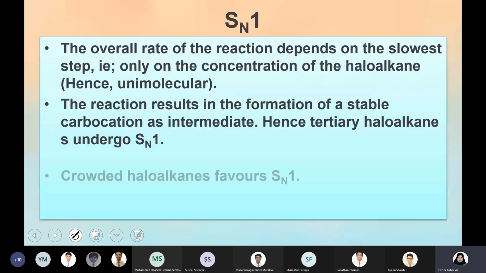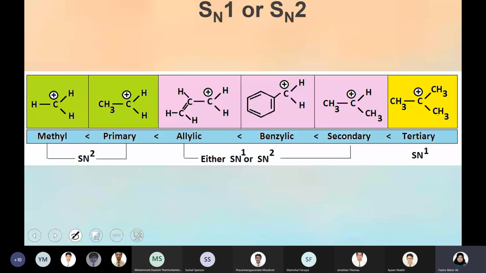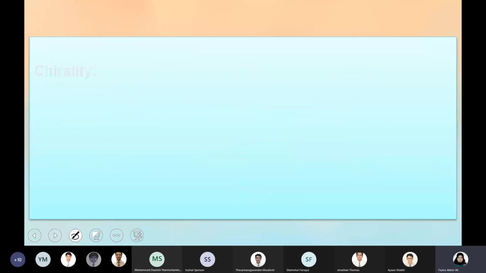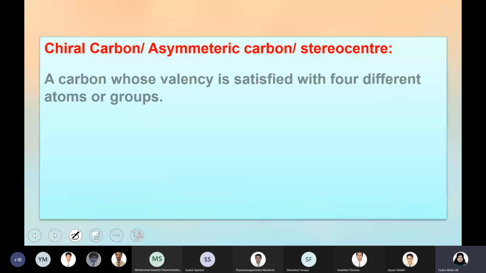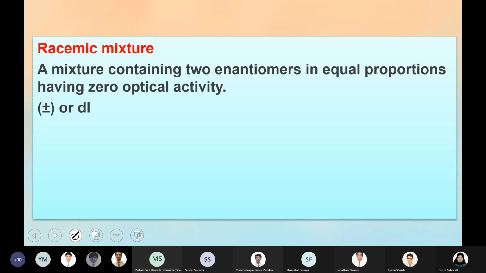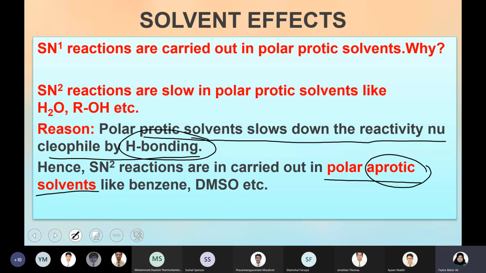This was the last slide we discussed. Specific mixture, and we discussed this also, the order. Then after that only comes the solvent effect, because we discussed the stereoisomer effect before. Okay, is it clear? So we are winding up SN1 and SN2.